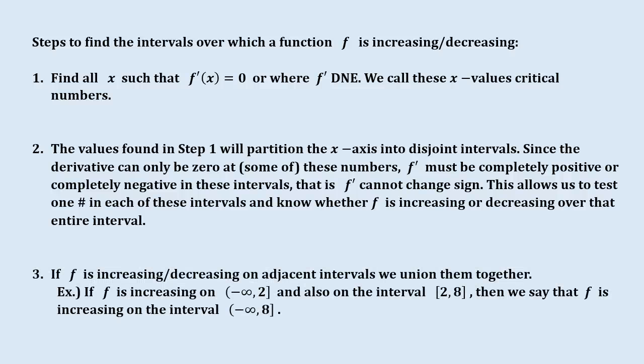If we happen to have two intervals that are adjacent to one another for which they're increasing or decreasing, then we want to union them together to combine them. So for instance, if our function's increasing from negative infinity to 2 and also on the interval from 2 to 8, then we're going to just combine that together and say it's increasing from negative infinity to 8.